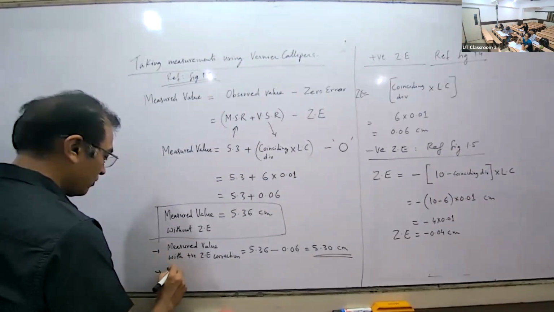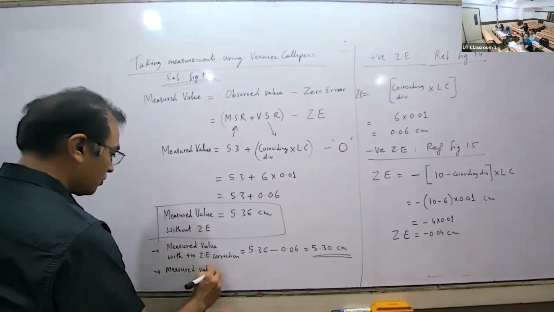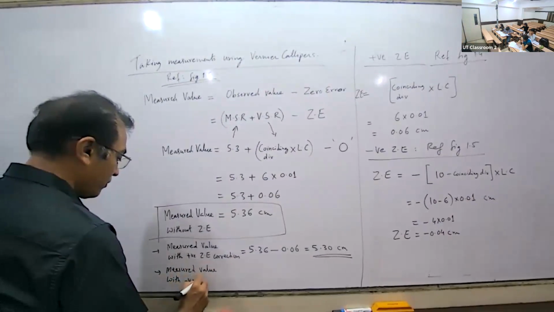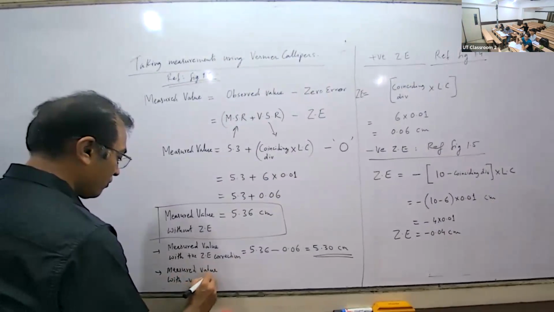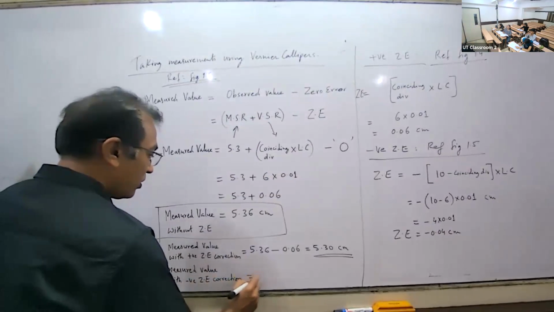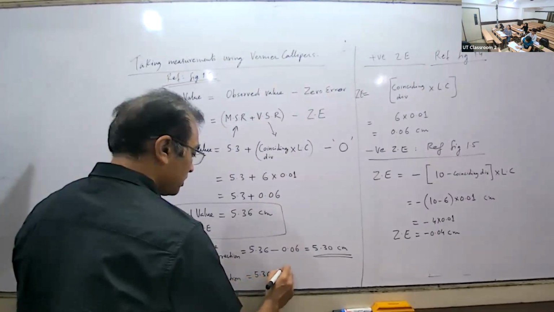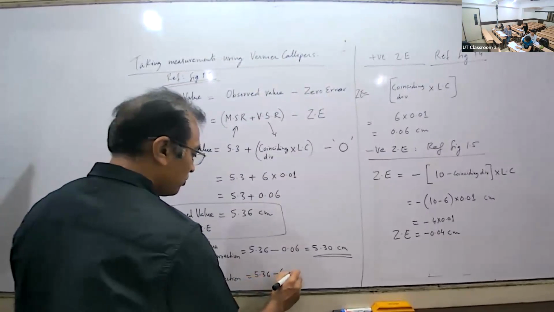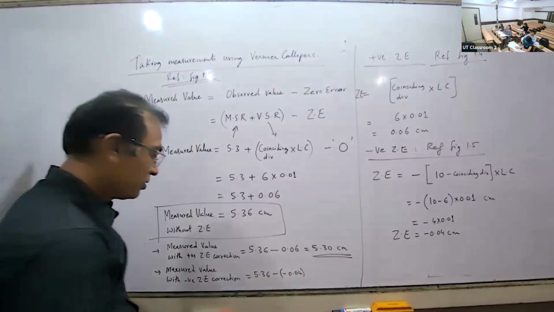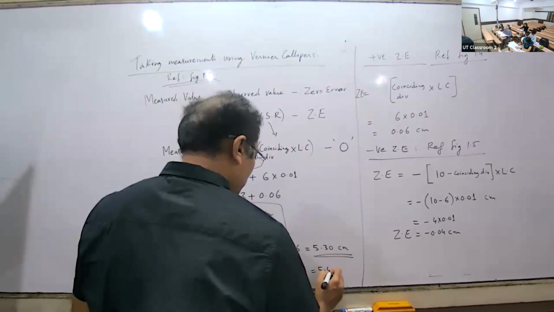Now this is 5.36 minus minus 0.04, so this will be added. So this will be 5.40.